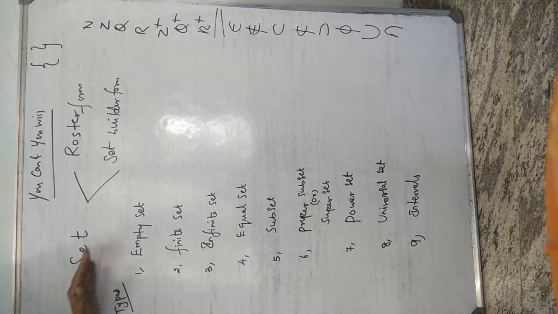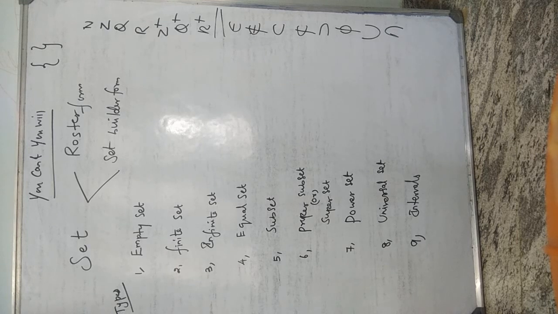The first one, set. It's a collection of well-defined objects, for which I have given you the perfect example: the names of the heroes, names of the heroines, names of the comedians. If I ask you which hero, which movie, or which language, everything has to be well defined. I should not ask you, tell me any good students in any school. I should not generalize anything. I should be very specific. That is said to be a set.